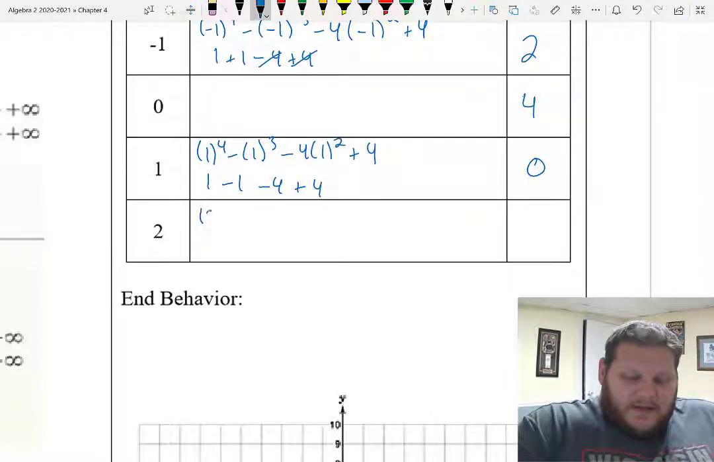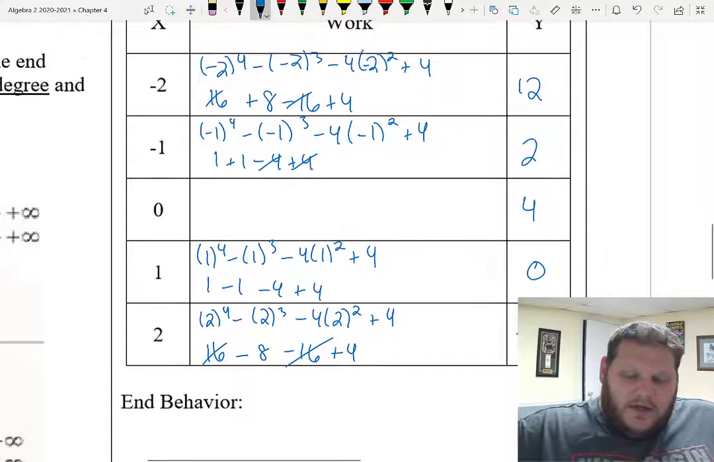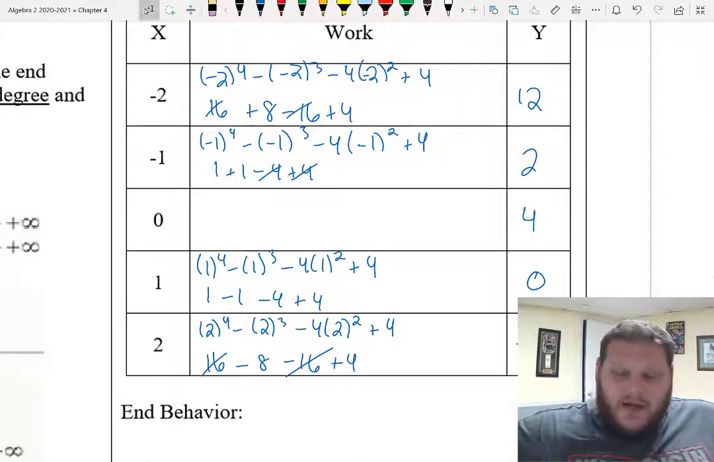And then last but not least, 2 to the fourth minus 2 cubed minus 4 times 2 squared plus 4 gives me 16 minus 8 minus 16 plus 4. So those kind of go away. -8 plus 4 is a -4. So we've got all 5 of our points that we can plot.